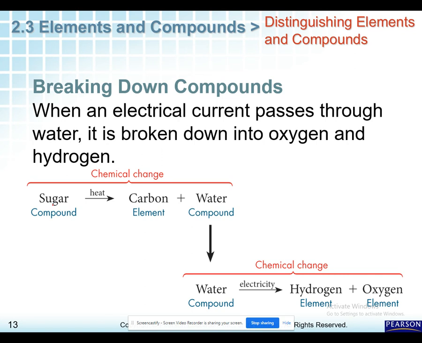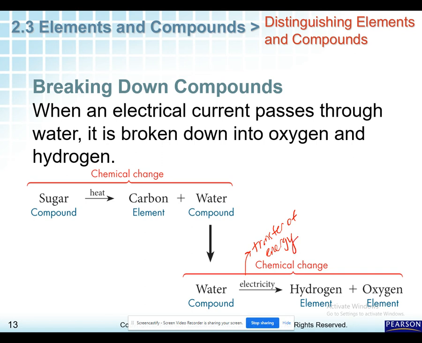So right here is a good picture. Sugar, which is a compound, if you heat it, it becomes carbon and water. And we want to separate that water even farther. So when an electrical current passes through water, it can actually separate into hydrogen and oxygen.